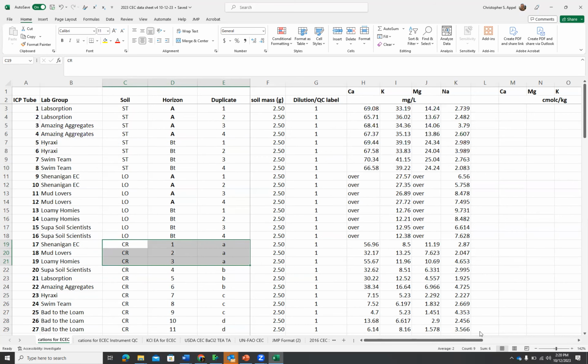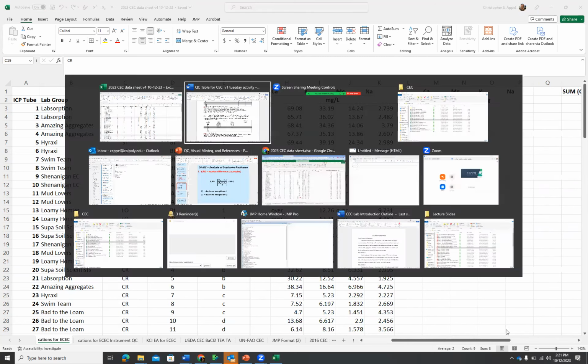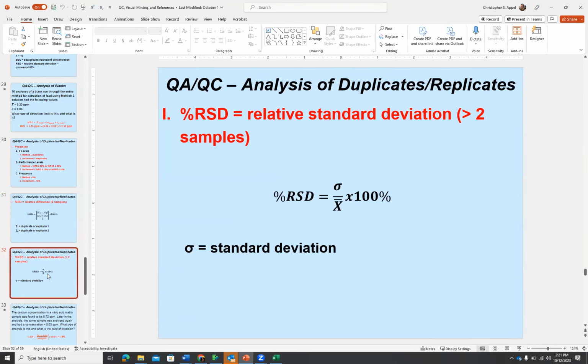Okay, so what I need to do is remember what percent relative difference is. And percent relative difference is this formula. It's taking the standard deviation divided by the mean times 100%. Okay, so I'm going to do that.